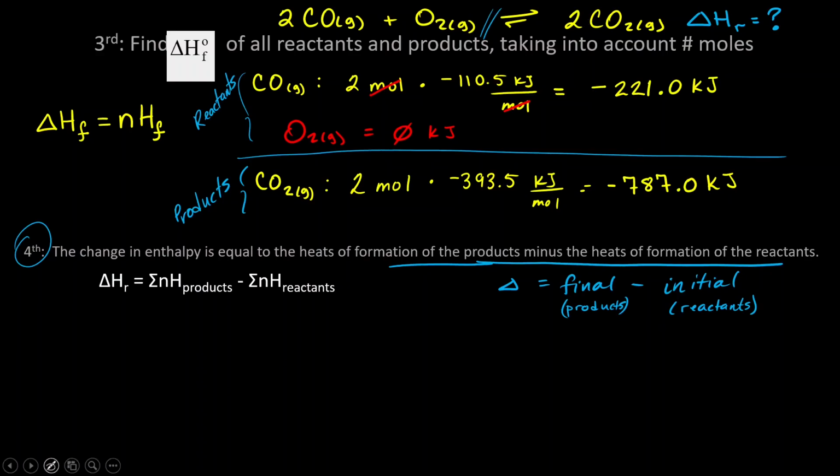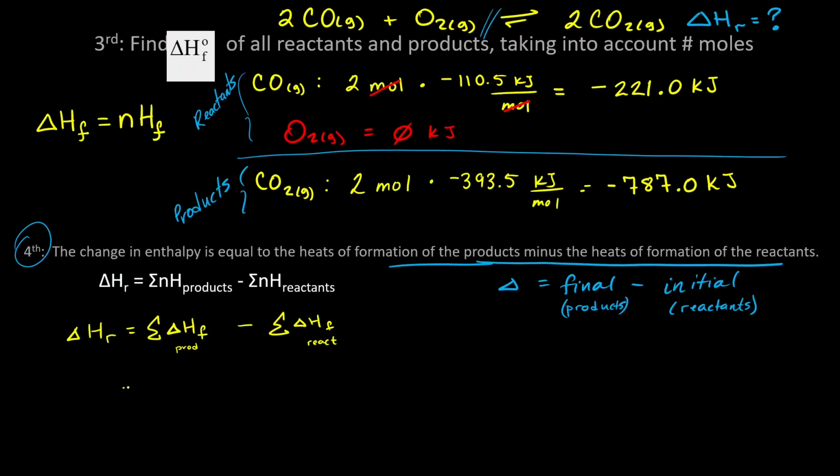All right, so let's give this one a try. I'm going to switch back to yellow. It's a little easier to see on the screen. So our delta H is the sum of our products minus the sum of our reactants. Because we've already calculated the enthalpies of formation, we could also write it like this: delta H of formation of our products minus the sum of the delta H of formation of our reactants.